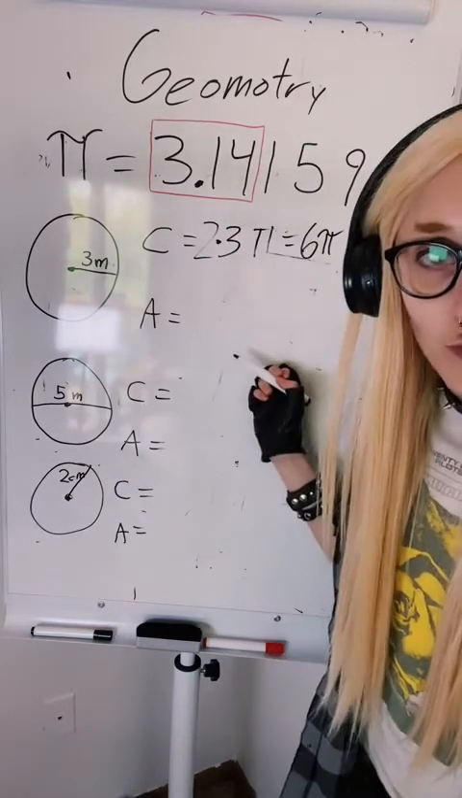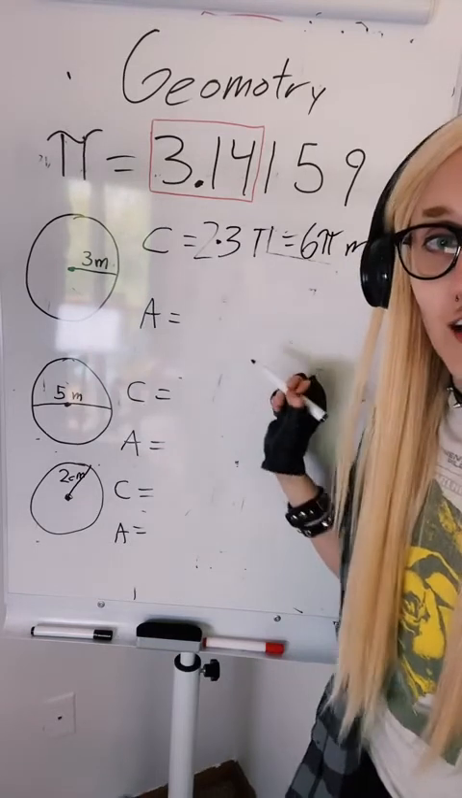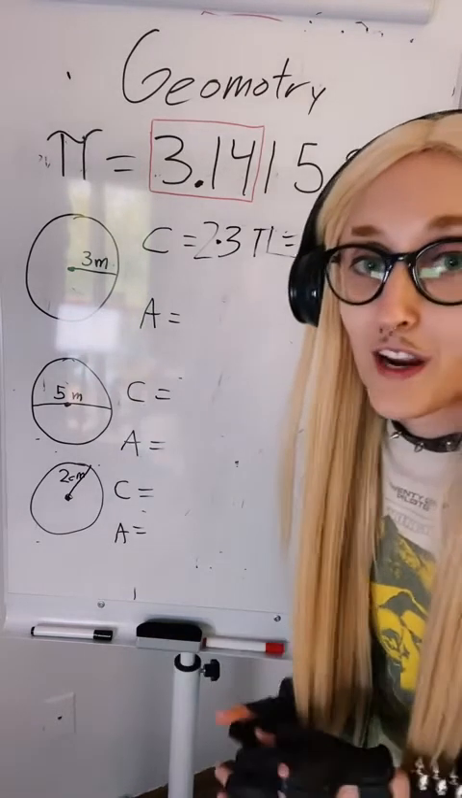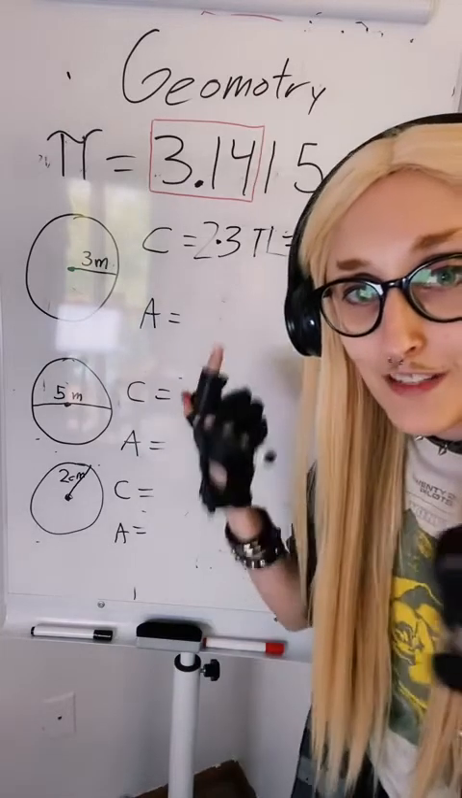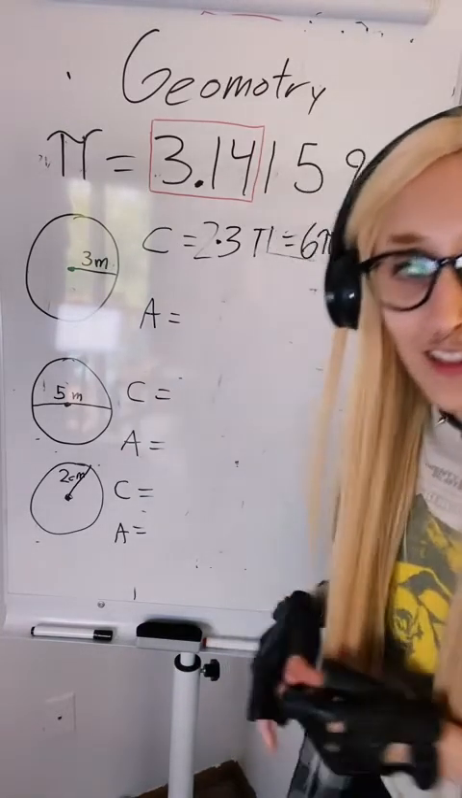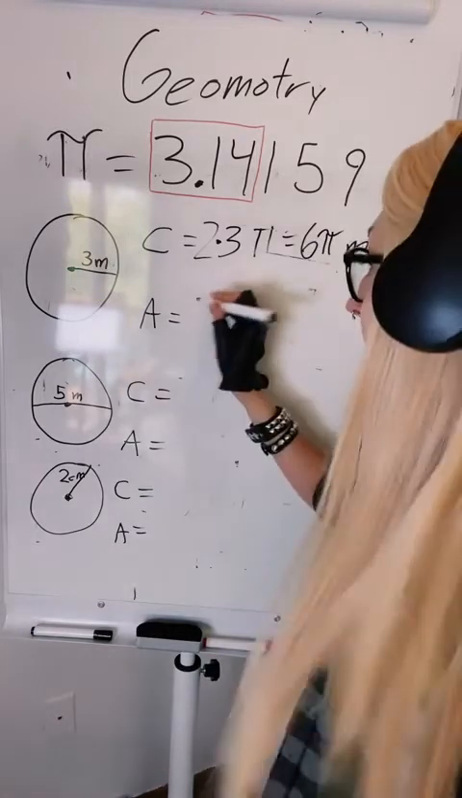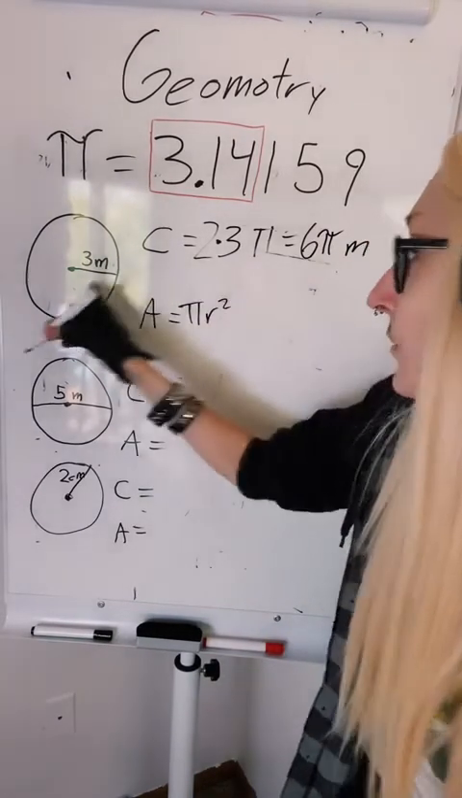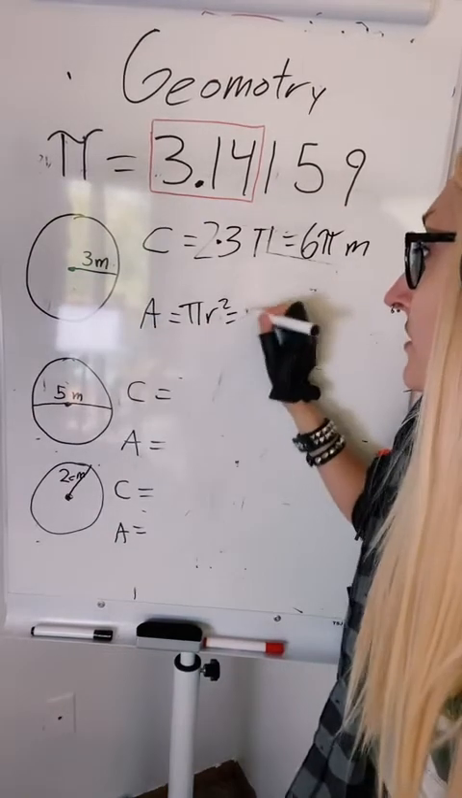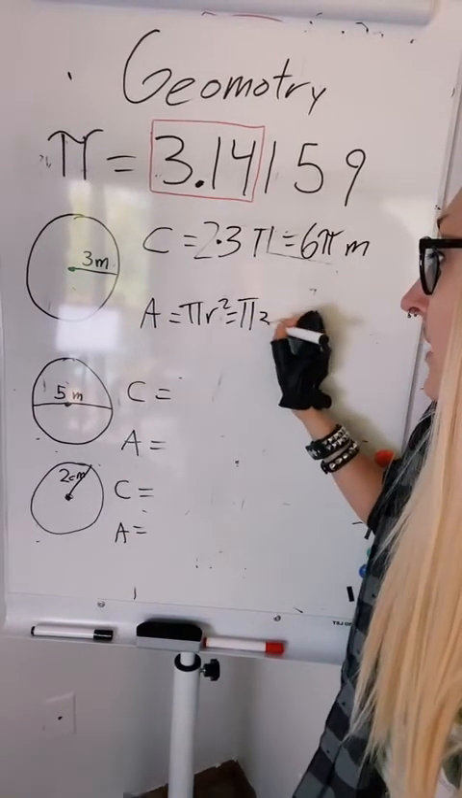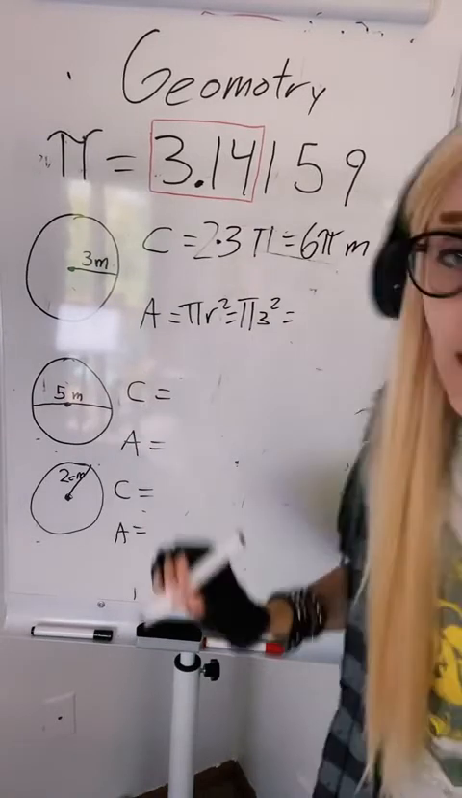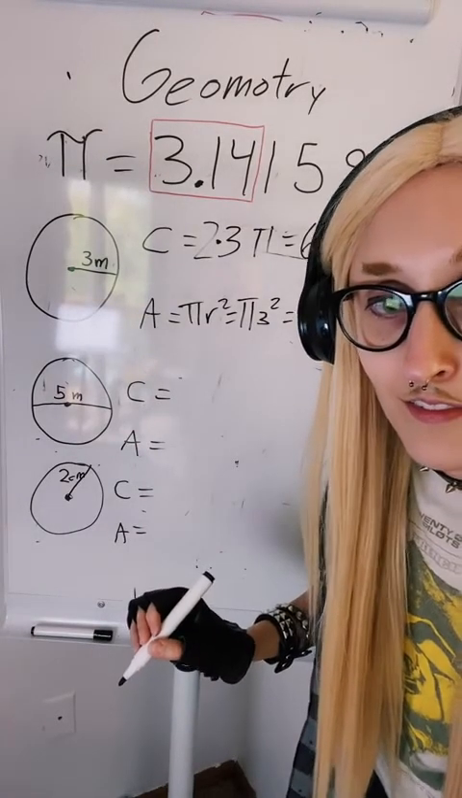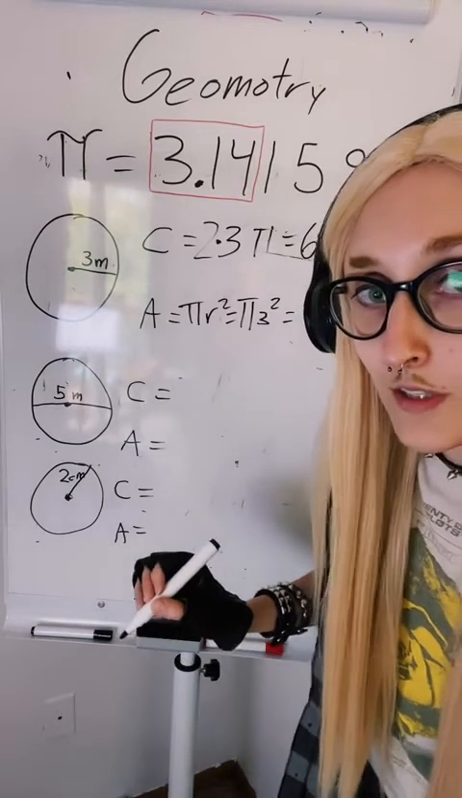All right, the next one, we're gonna find the area of it. Remember, our area is pi r squared, and we just went over why that is my area. So we have pi r squared. We have our radius, so that's going to be pi times 3 squared. What is 3 squared? What is 3 squared?